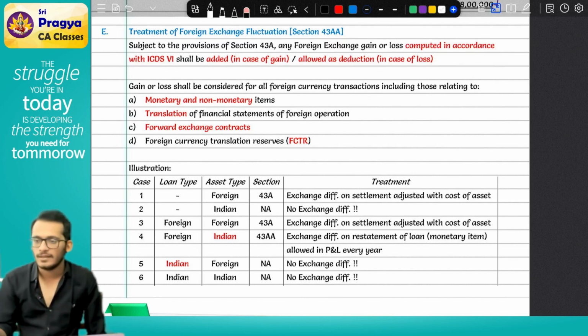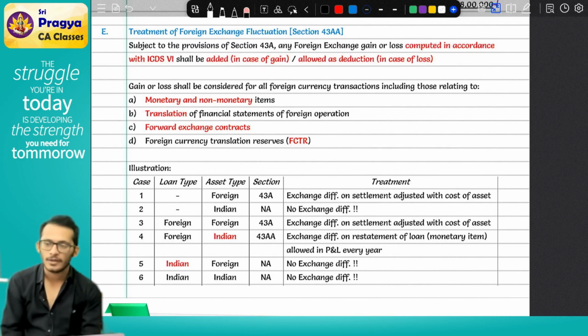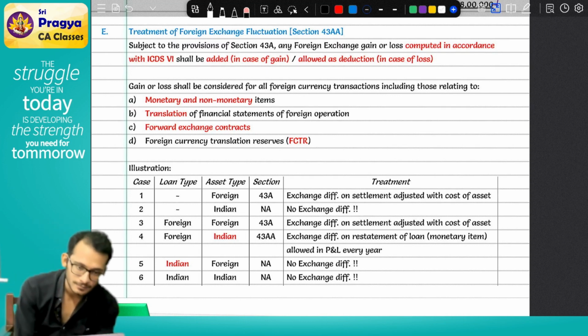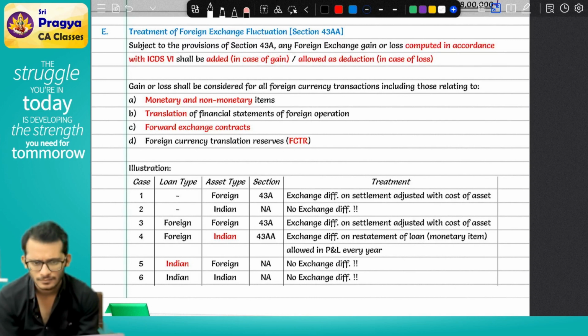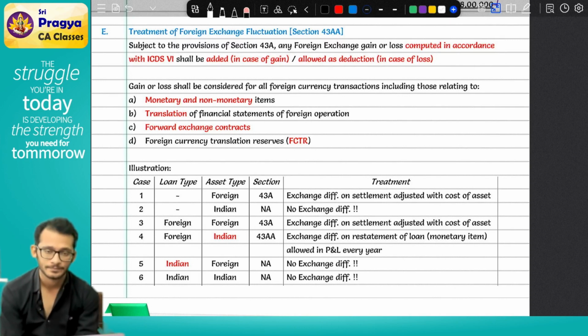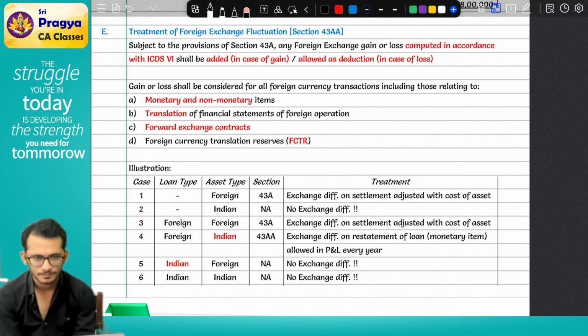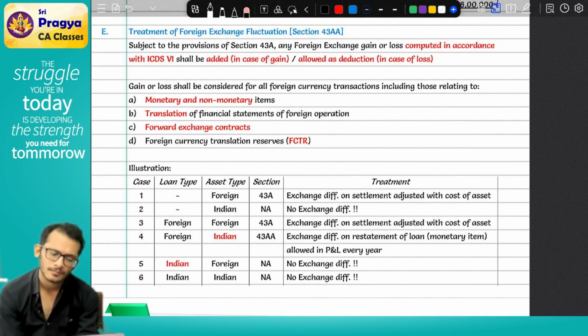Yes, this is your 43AA. Foreign exchange fluctuation for 43AA purposes, other than foreign capital. So it will be the same treatment as we have given in the accounts. So here it will be gain or loss computed in accordance, which shall be added, or it will be no implication, right? Already it will be allowed as a loss, disallowed.